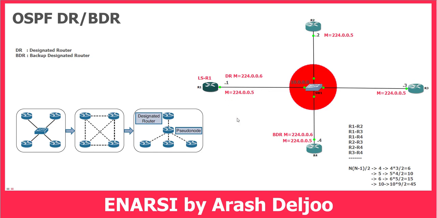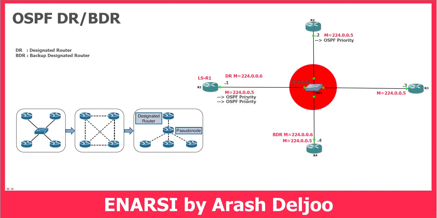Maybe you ask me how the DR is selected. Let me talk about it, because it is important for us. In OSPF, in a broadcast network, for each interface we have one criterion. We call it the OSPF priority. For example, for the interface of router 2, router 1, router 4, and also router 3, we have an OSPF priority.